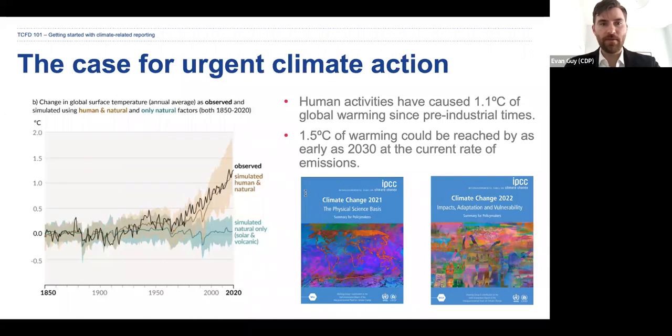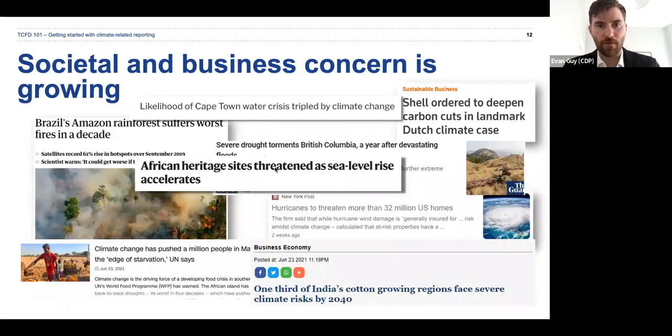And even with just 1.2 degrees Celsius of warming, it's evident that the impacts of climate change are already being felt globally. On the next slide here, we'll see a number of news stories from around the world, in Africa and around the world, really showing these impacts already being felt in a number of different ways, and that there's really a growing demand from society for more ambitious action and policy to address climate change.